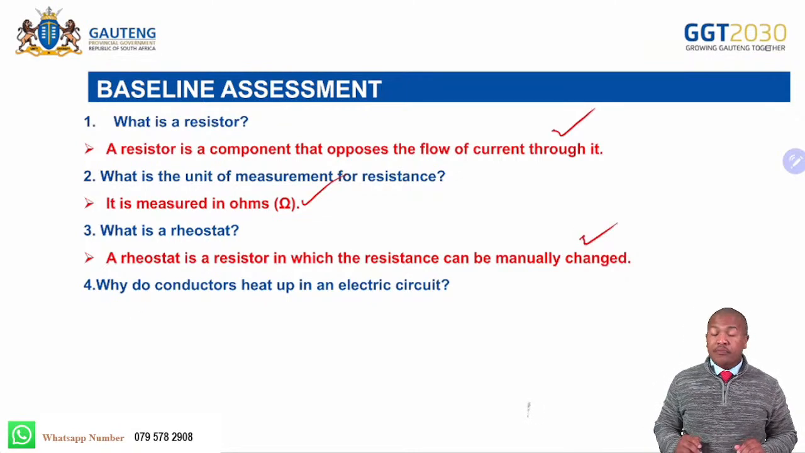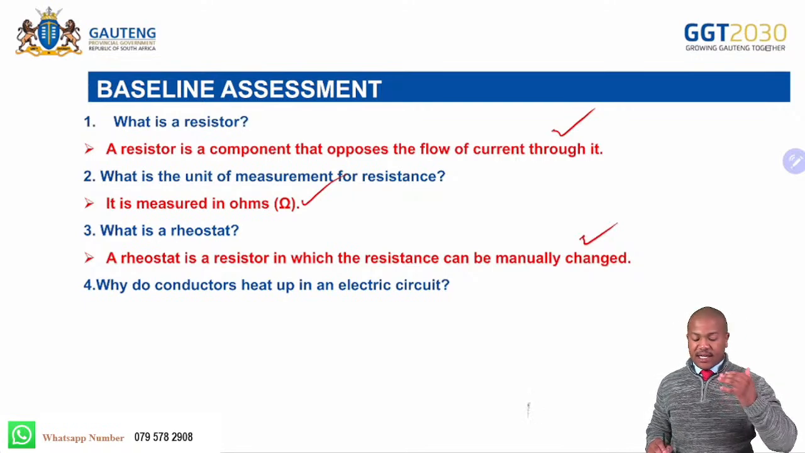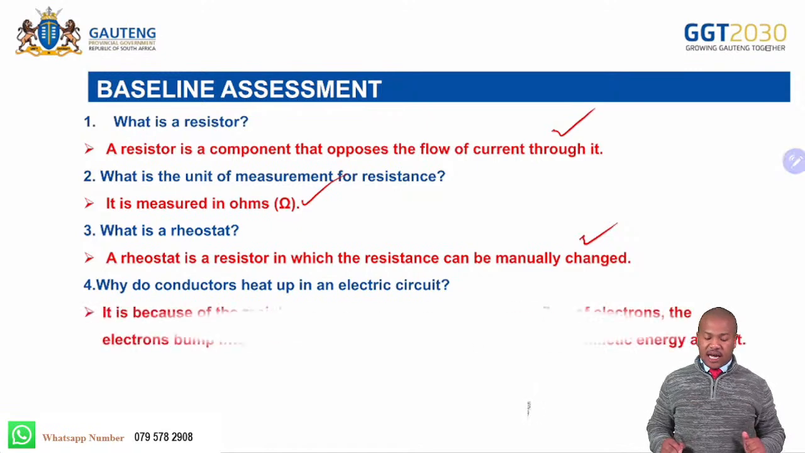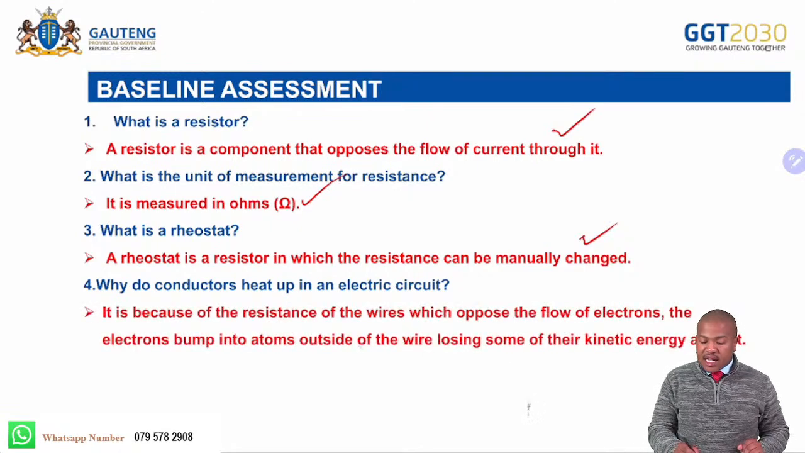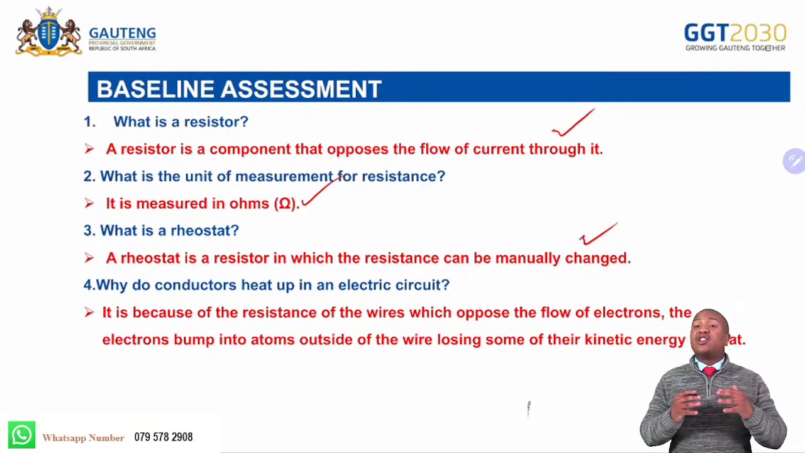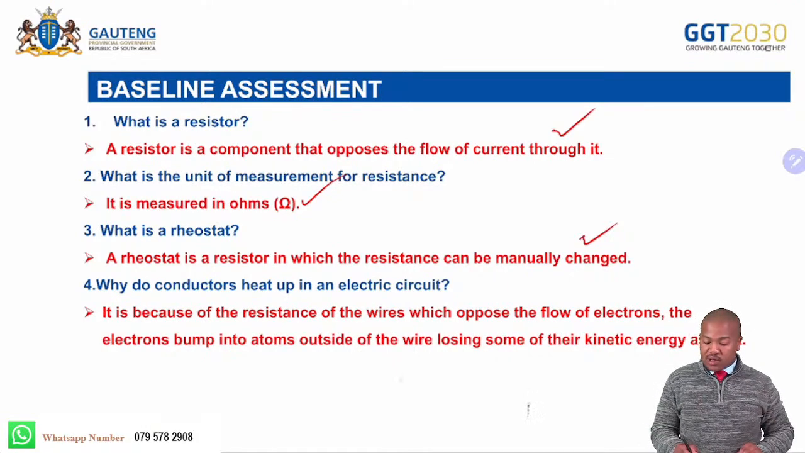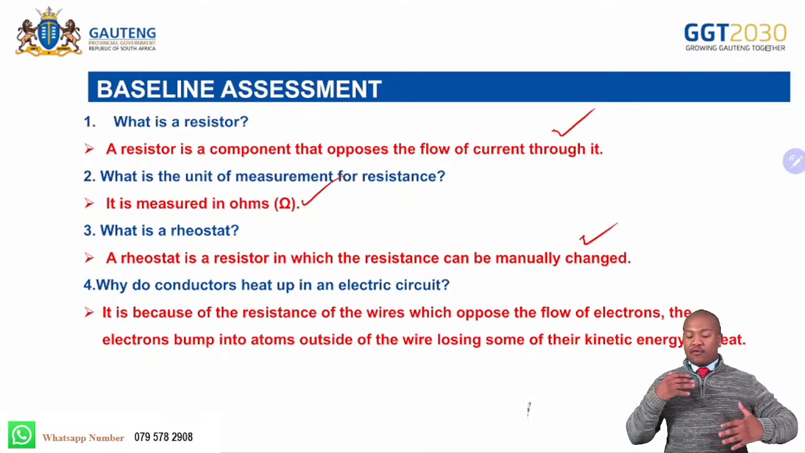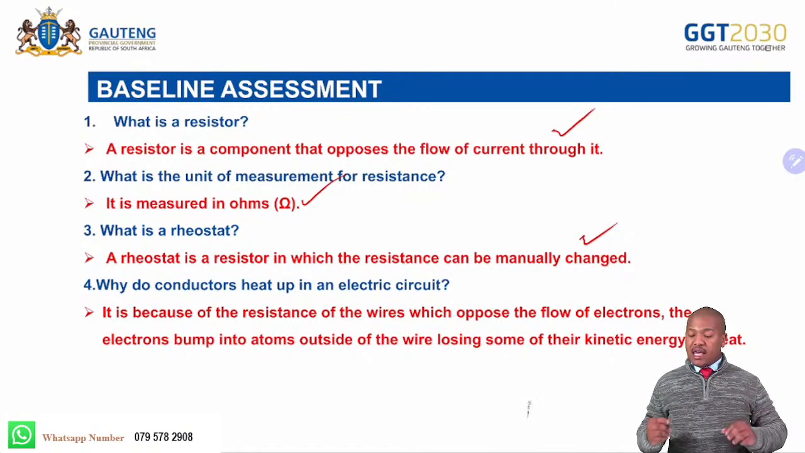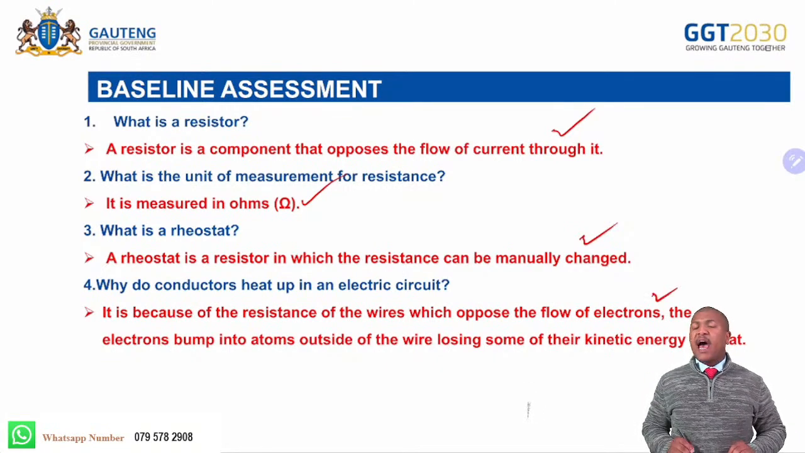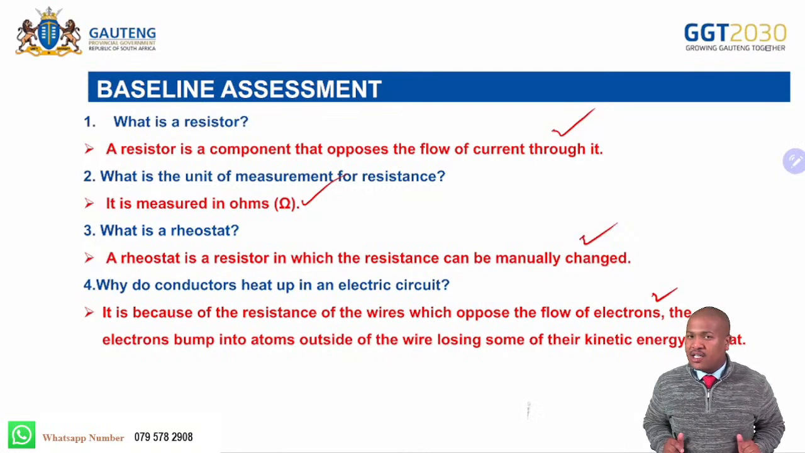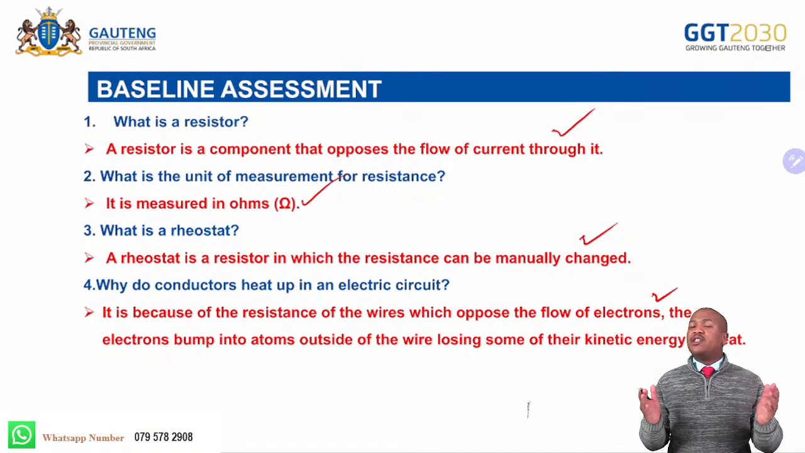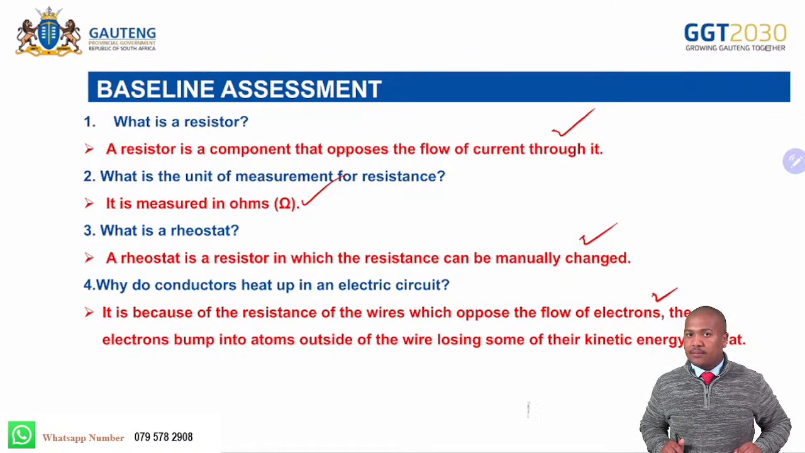Then number four, why do conductors heat up in an electric circuit? This is the answer, right? It is because of the resistance of the wires, which opposes the flow of electrons, and the electrons bump into atoms inside the wire, losing some of their kinetic energy as heat. Now, I know it's a lot to chunk in, right? So I'm going to give you a minute to copy down the corrections. Then after that, you can continue with our lesson.